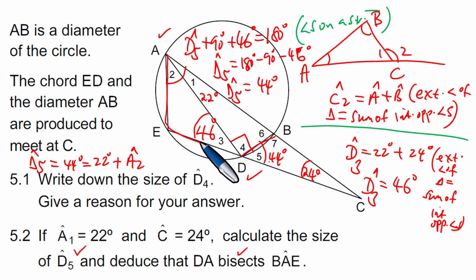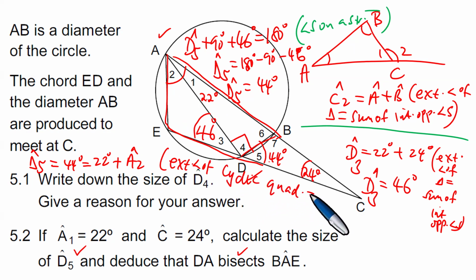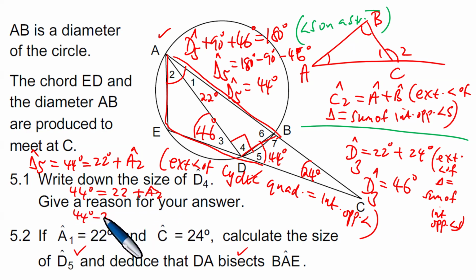Because of this shape here, you have the exterior angle of a cyclic quad equals the interior opposite angle. So if we have 44 degrees equal to 22 plus A2, what is the answer? This is 44 degrees minus 22. We transpose the 22 across, and this is the angle A2.